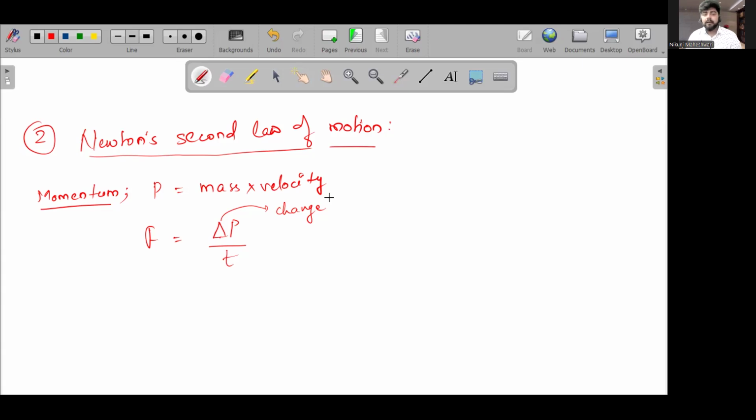Now you might say, sir, we have studied Newton's second law as force is equal to mass into acceleration. I know that force is equal to mass times acceleration is Newton's second law. Now, why are you confusing us with a new formula that we have never seen? Well, we'll come back to that formula. Don't worry. As of now, let's see this. Force is equal to change in momentum over time.